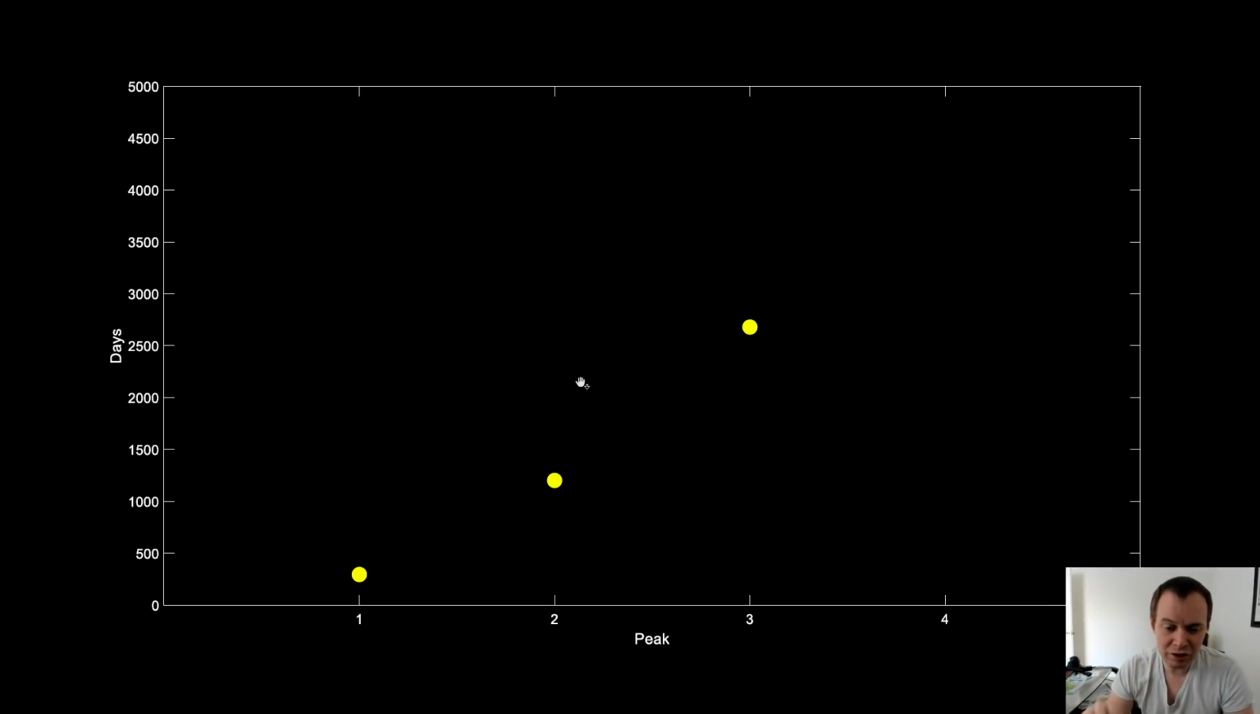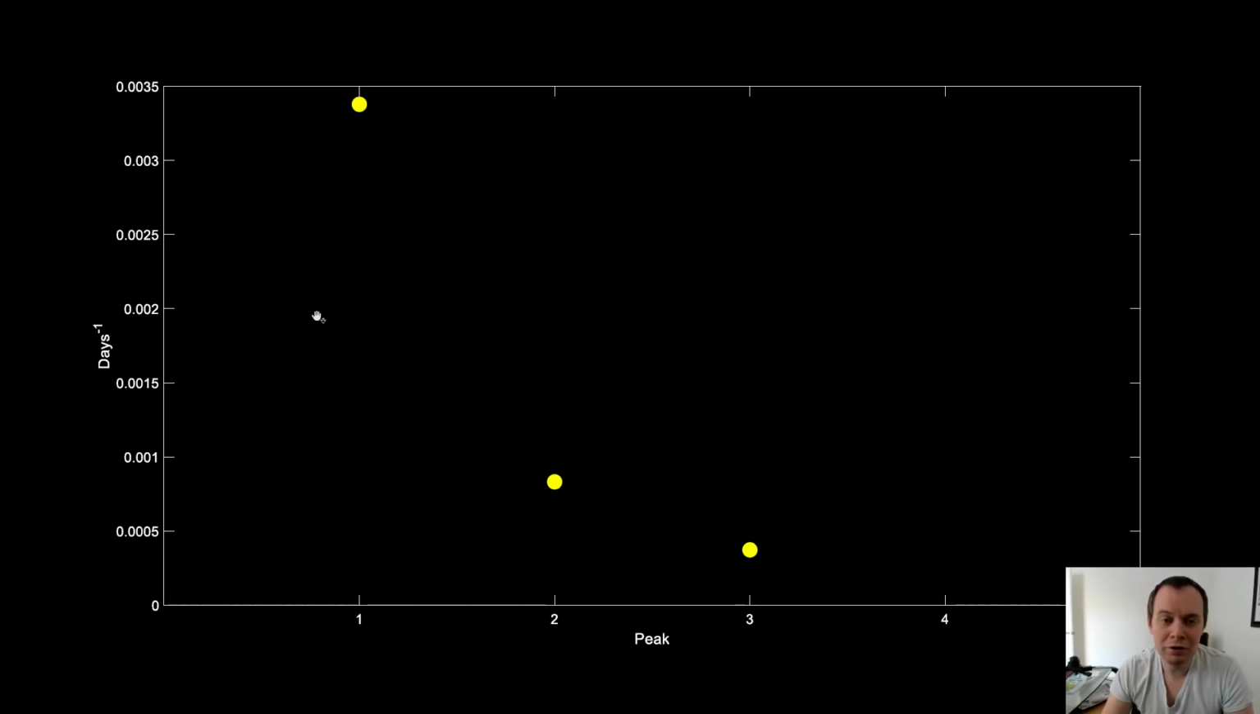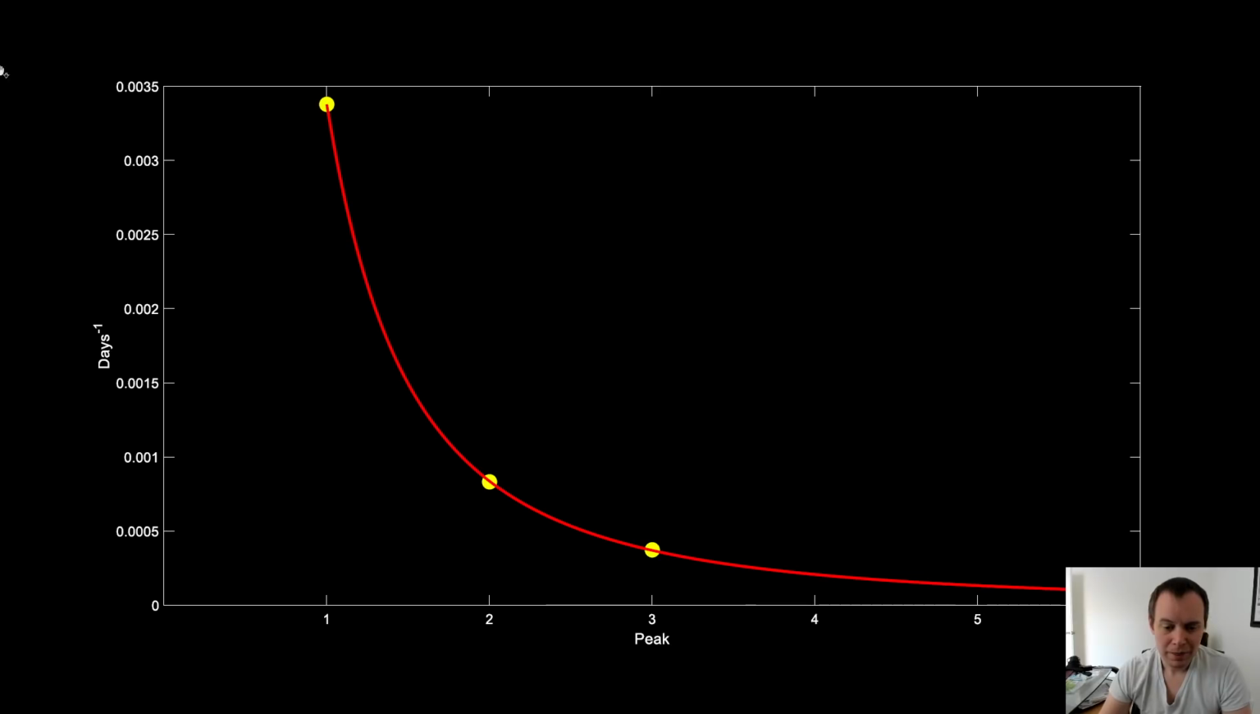Well, there's a little trick we can do where we take 1 over days, the inverse of days, and you get something that looks like this. And then you can simply fit it to an equation here. Remember, this is inverse days, so it's 1 over x, where x is the number of days, x is time. And you get this fit.